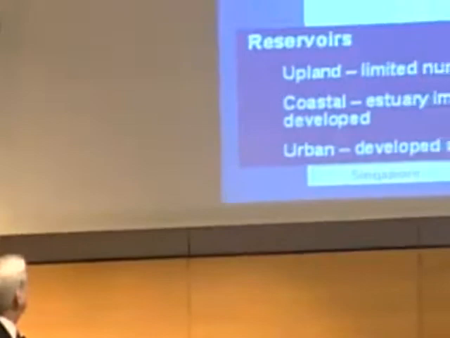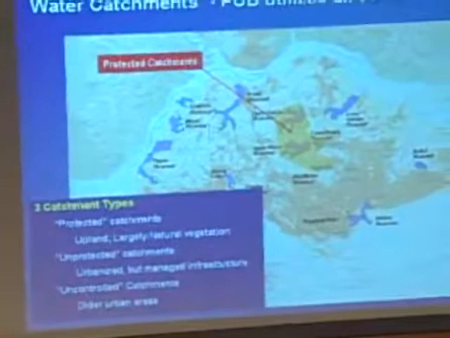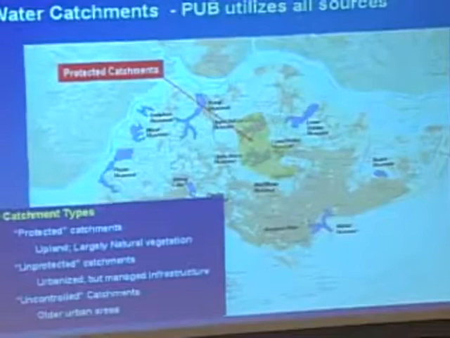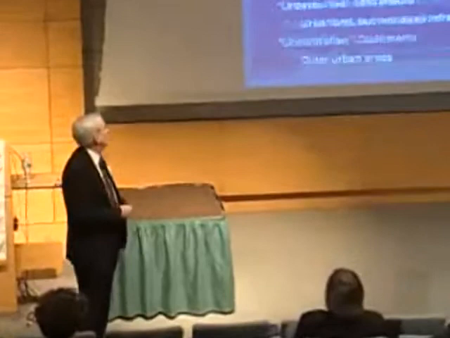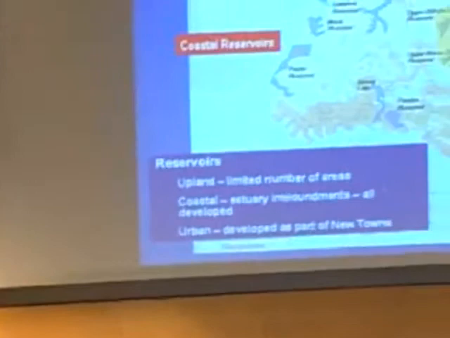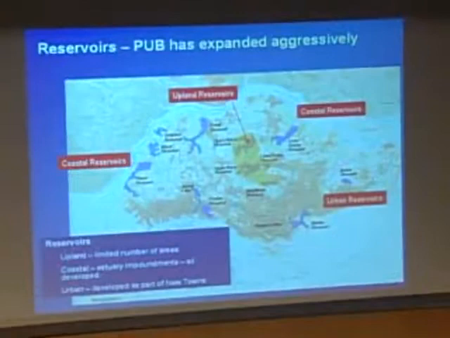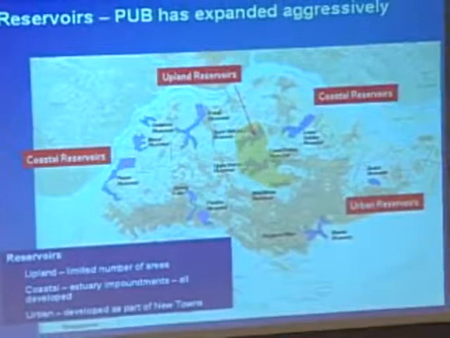And then there's the last source, which are uncontrolled catchments. These are the older urban areas, which to date we have not really picked up on for use as water supply. Marina Barrage Scheme is the first of those. For reservoirs, PUB has done an amazing job. They started out from the Brits with a few reservoirs in the middle of the island. What they did is they built this necklace of reservoirs around the island. Every estuary, in fact, has been dammed and is converted to fresh water.